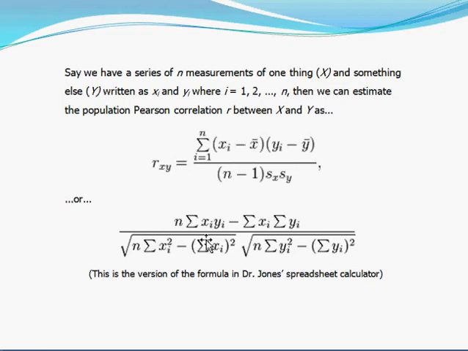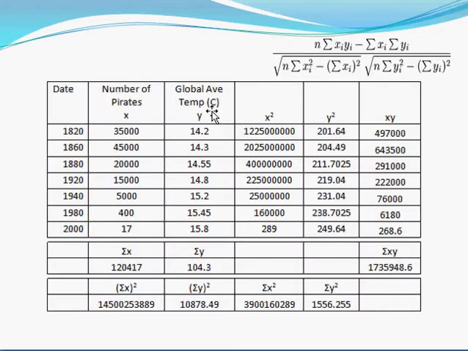Now I'm going to work through a calculation which actually uses a different version here. This doesn't require you to know what the standard deviations for the different things are in advance, but essentially the same general rules apply. Okay, here's our data. 7 data points for each of these different years. What I need to do is to calculate each of the different bits that appear in the formula.